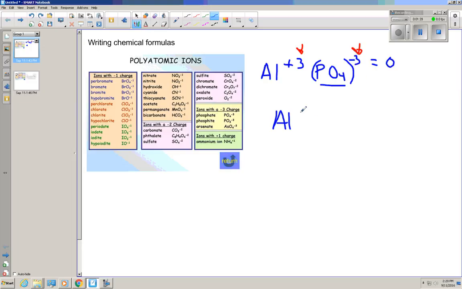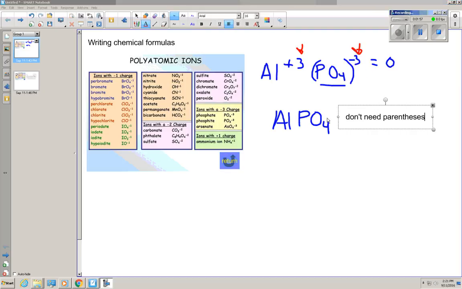Okay, and here's the deal. If you only have one of the polyatomic ion or one of the radical in your formula, you do not. In this case, I only need one phosphate to balance out the +3 charge of the aluminum. So for this case, I don't need the radical. So I think I just said you don't need the radical. For this particular case, you don't need parentheses around the phosphate.